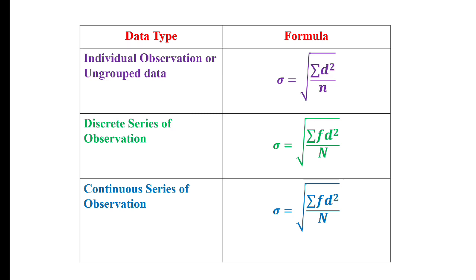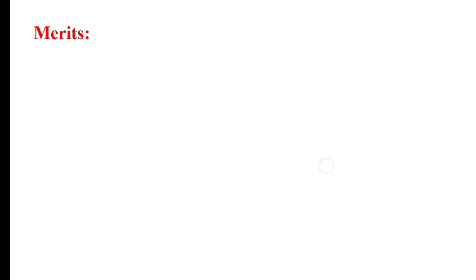These are the formulas. The simple way to remember: sigma is the notation for standard deviation, equal to the square root of summation d square divided by n. For discrete and continuous series of observations, we write sigma, that is standard deviation, equal to the square root of summation f d square divided by capital N. This we already studied; the square root is the new concept we are going to use.